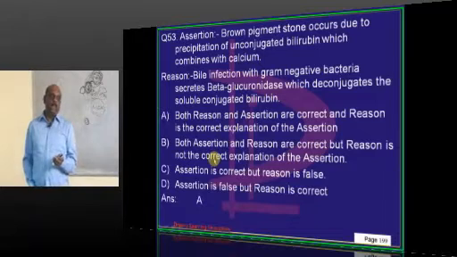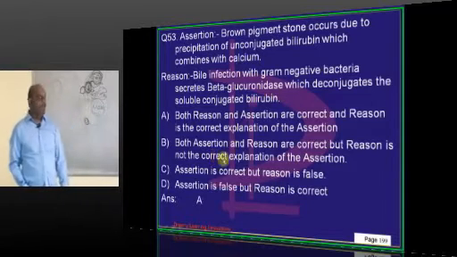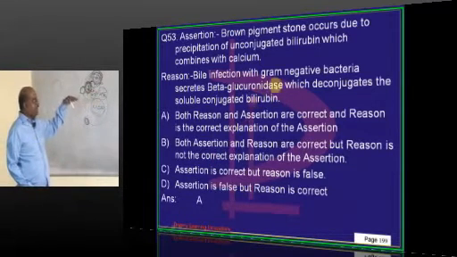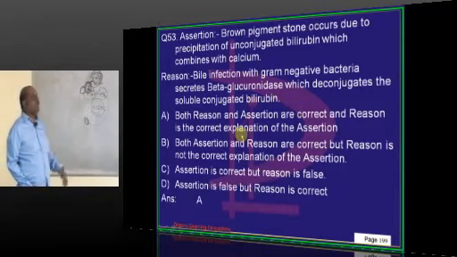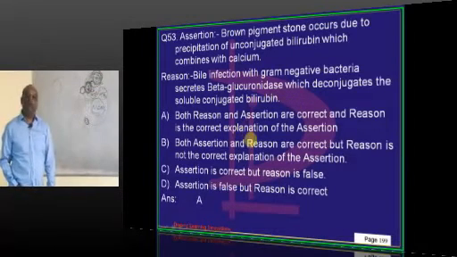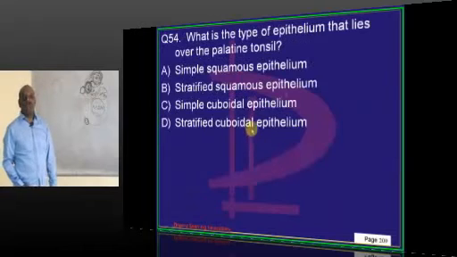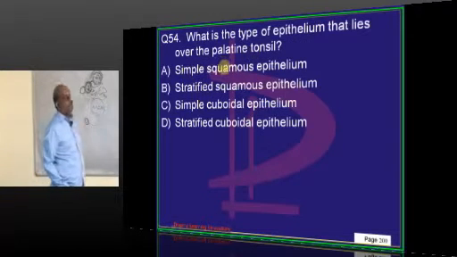What type of infections are brown pigment stones more common in? In the case of gram-negative infections, because gram-negative bacteria will release the enzyme which is required for the deconjugation of that conjugated bilirubin and lead to development of the brown pigment stones is what you need to appreciate.